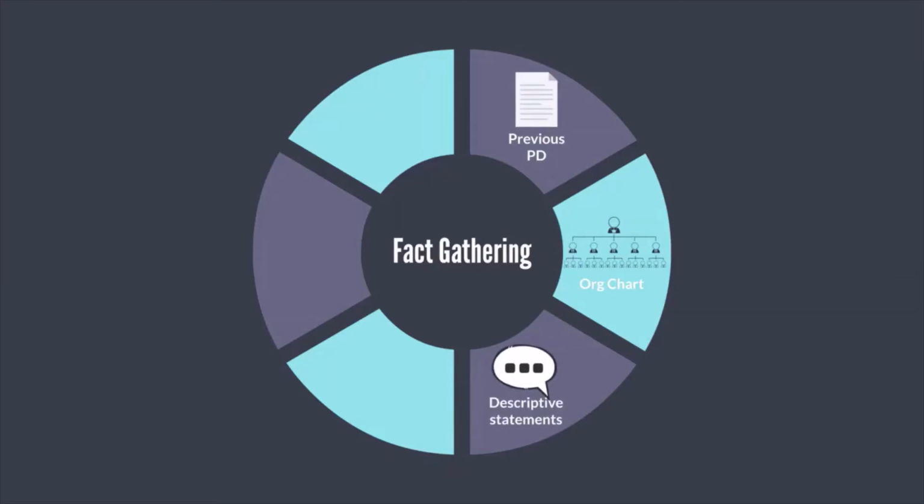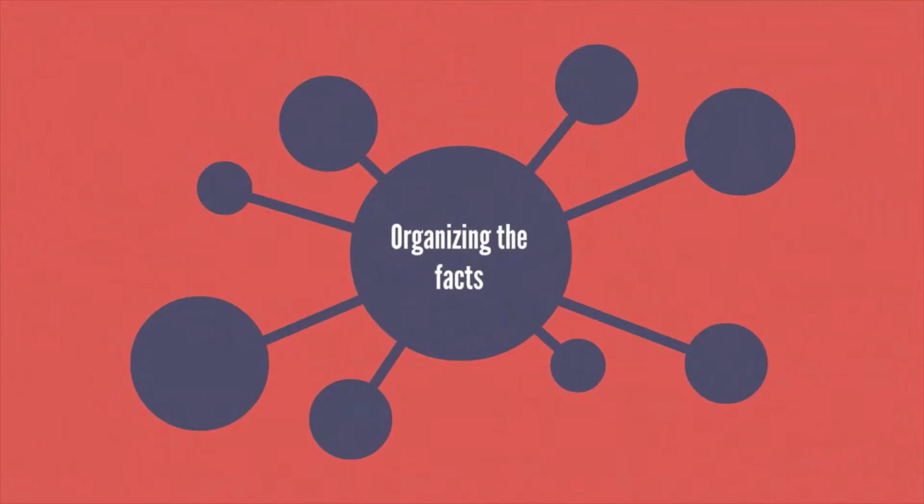Secondly, if the position is vacant, make a list of duties that need to be performed. If an employee holds the position, ask him or her to make a log of daily tasks. Finally, discuss the position's task with other staff members who have the responsibility for and/or information about the work of the position. Step 2 is organizing the facts.